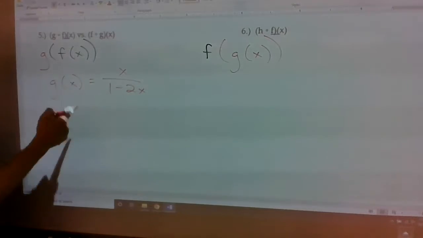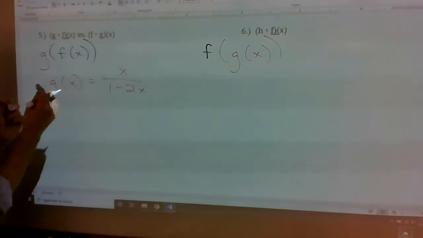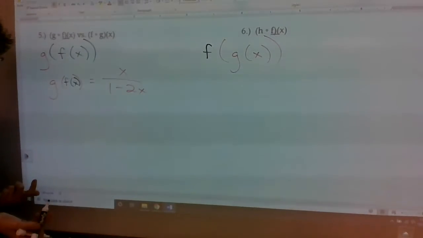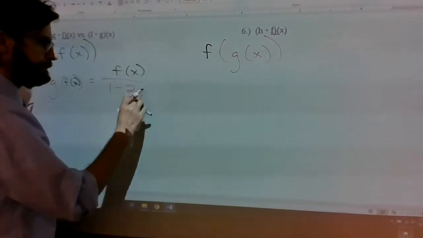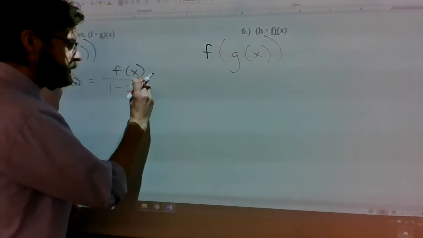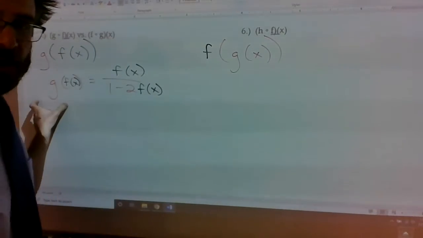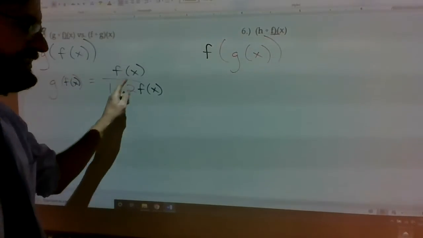So it's basically just saying, in place of the x, we want you to put f of x. That's all it's saying to do. So I'm replacing the x with f of x. That's what function composition is. It's a function composed of another function in place of its variables.